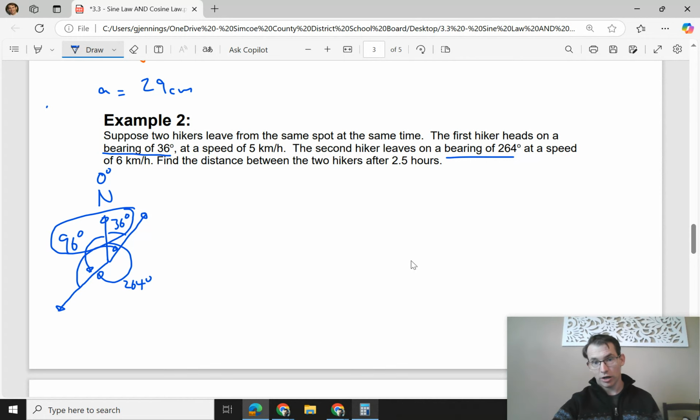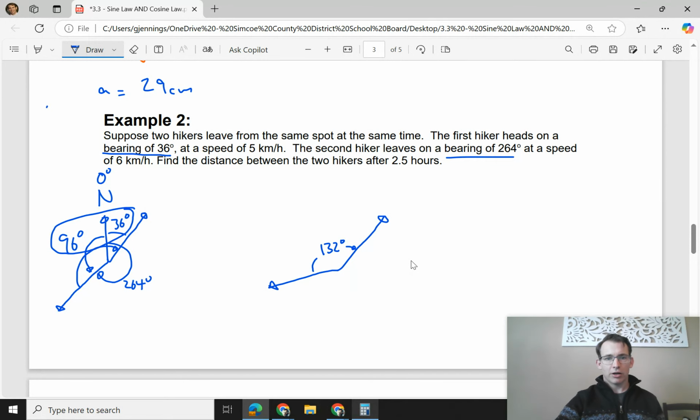So now I'm going to redraw another diagram. Two hikers leave from the same spot at the same time. This one goes 36 degrees that way, like a little bit east of north. And this one goes a little bit southeasty, kind of that way. We know this here is 132 degrees.